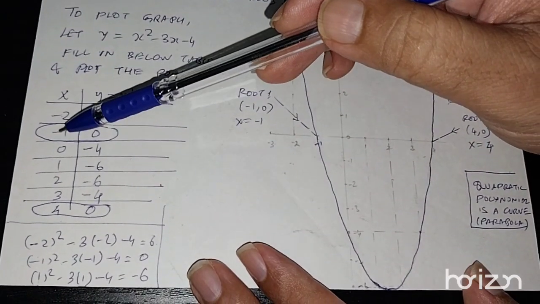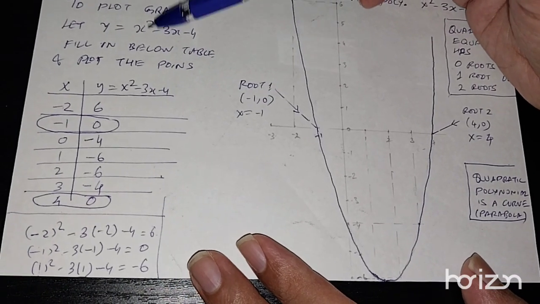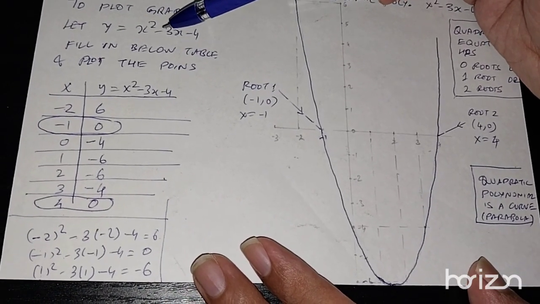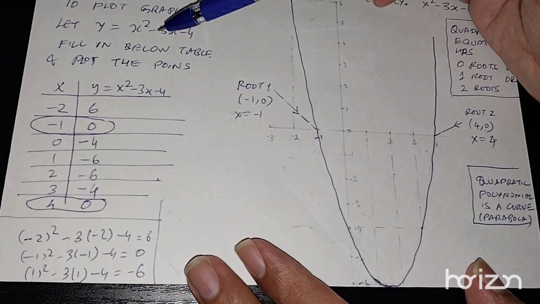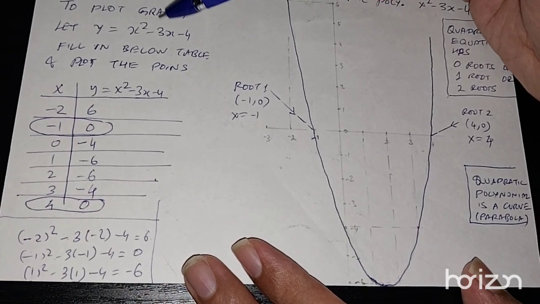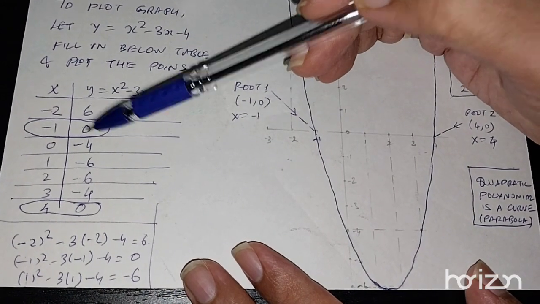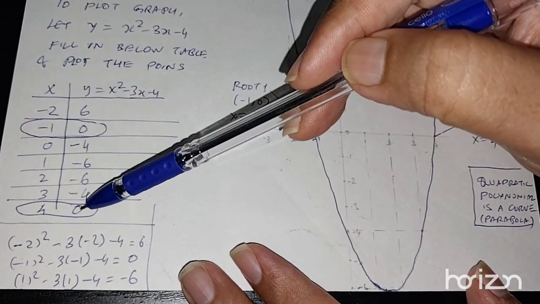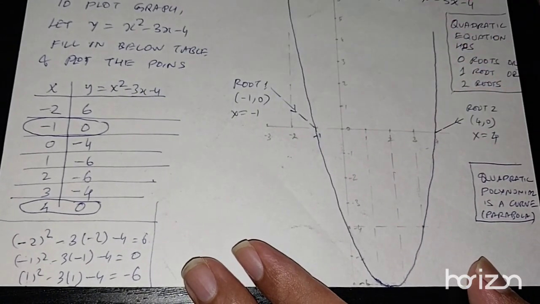Similarly, when x is equal to minus 1, minus 1 whole squared, you will get 1 here. You will get minus 3 into minus 1, which is plus 3. 1 plus 3 minus 4, you will get 0. Similarly, when you substitute the value of 4, you can calculate it yourself. You will get a value of 0, and all other values.